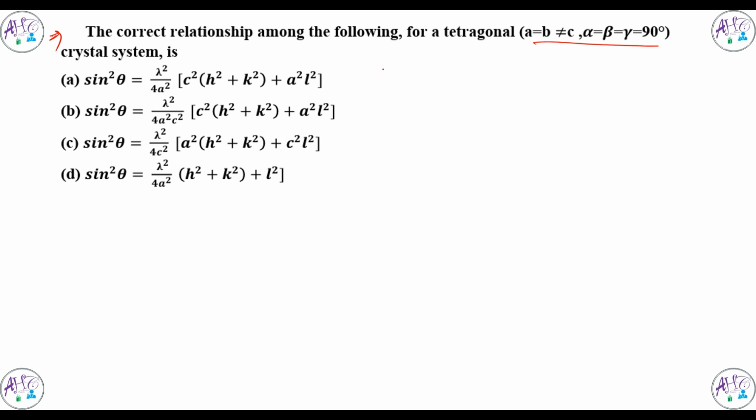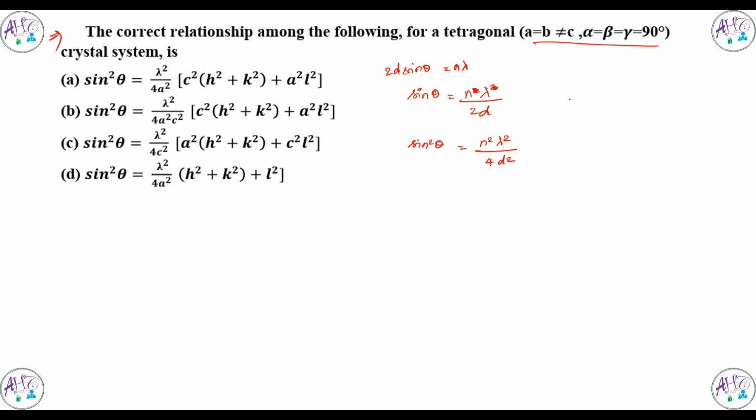Okay, so first, we know according to Bragg's equation your 2d sin theta is going to be equal to n lambda. Okay, so what can we do here? They have asked us to find out sin square theta. So you can write your sin theta is going to be equal to n lambda by 2d. Okay, then you can write your sin square theta. Sin square theta, when we write, is going to be equal to n square lambda square by 4d square.